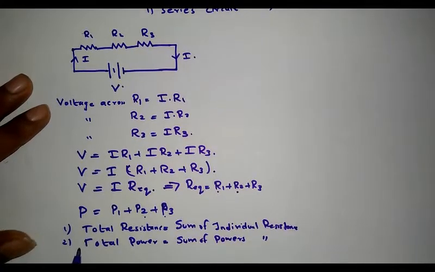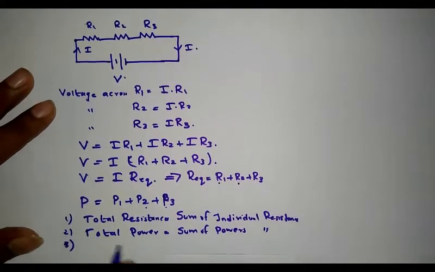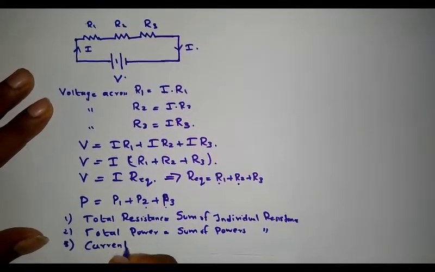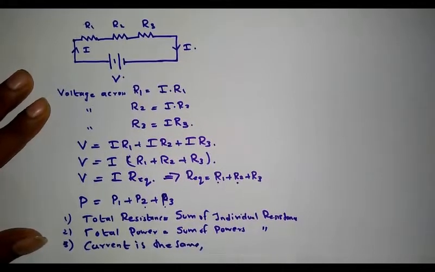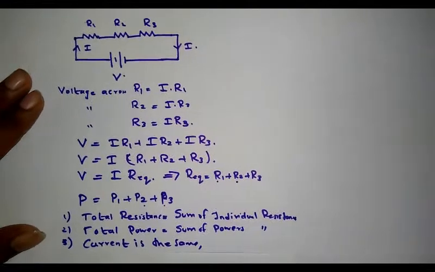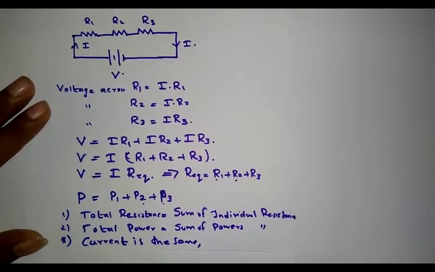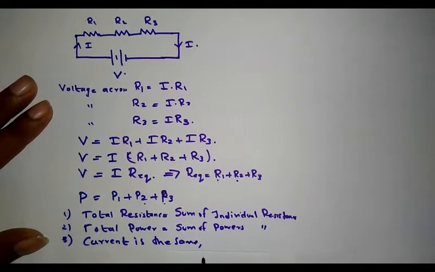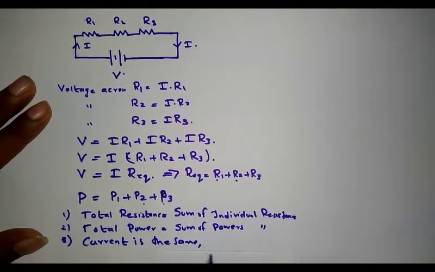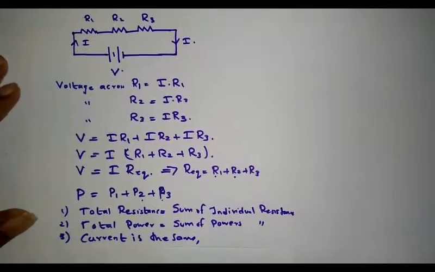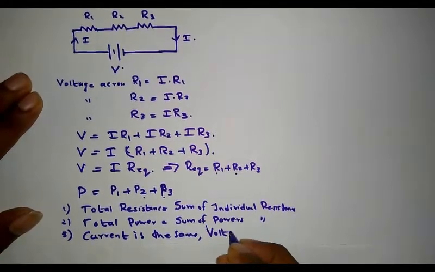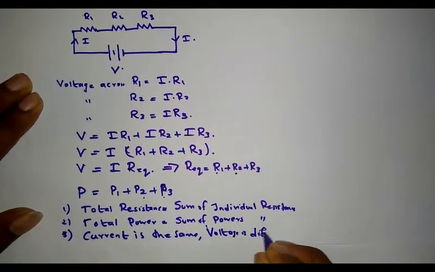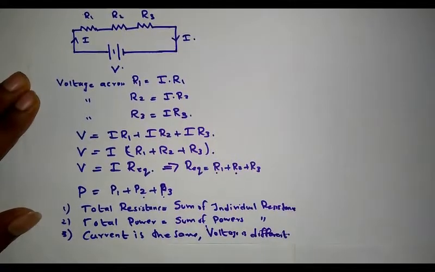Also, in a series circuit, the important one, the current is the same in all resistors, because there is only a single current flowing through all the three resistors since they are connected in series. But the voltage is different in the three resistors. The voltage drops in the three resistors are different, and the sum of these three voltage drops is equal to the total applied voltage. Therefore, current is the same in all three resistors, but the voltage is different. These are the three conclusions we obtained from a series circuit.